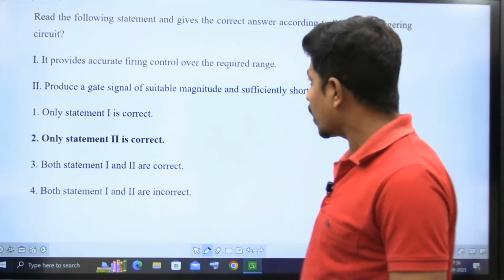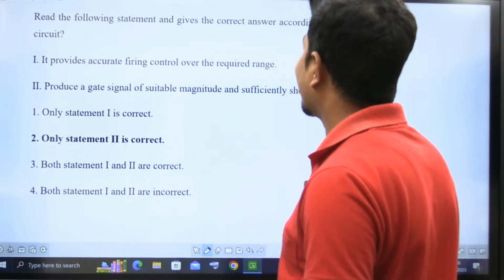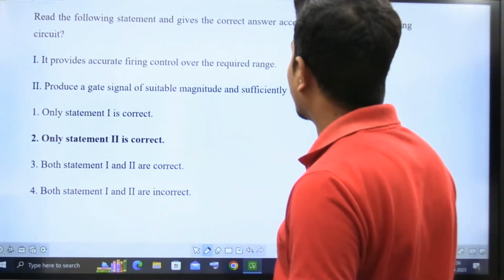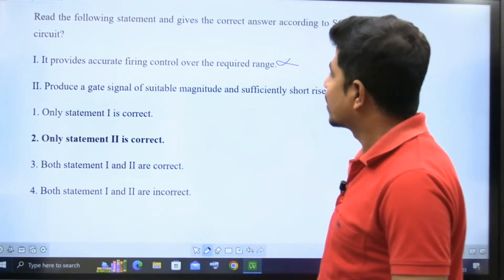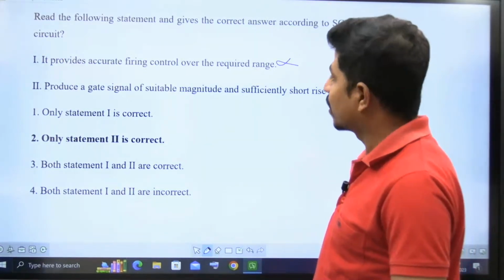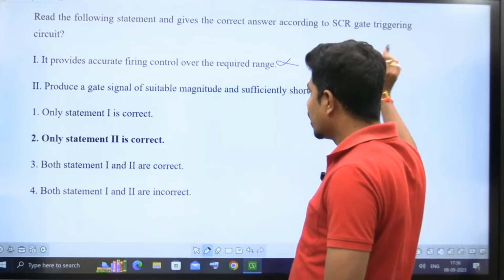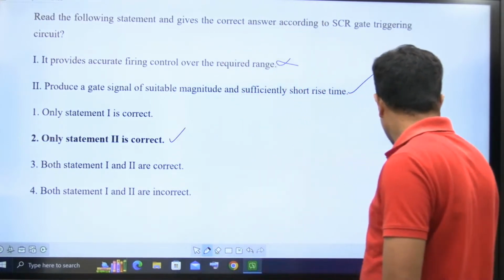Right? This is the following statement, give the correct answer according to the SCR gate triggering circuit. It provides accurate firing control over the required range. No, accurate is not possible. Second one, produces a gate signal of suitable magnitude and sufficiently short rise time. Yes, this is correct. Only statement 2 is correct. Let's go to the next question.